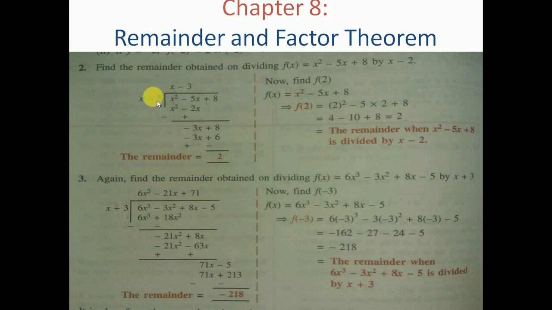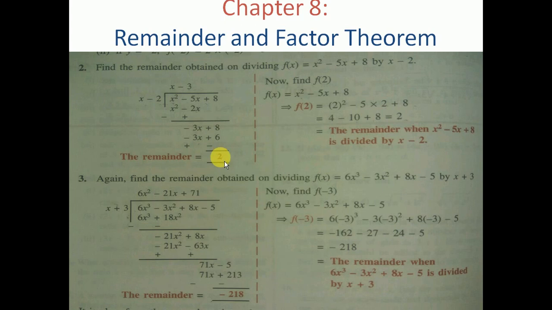Then we multiply. X into x is x square, x into minus 2 is minus 2x. Then change the sign, and it gets cancelled. Minus 5x plus 2x is minus 3x. Bring that 8 down. It becomes minus 3x plus 8. We have to cancel this minus 3x, so divide by x first. When you divide by x, minus 3 is left, that you write over here. Minus 3 into x is minus 3x. Minus into minus is plus 6. Now changing the sign, this gets cancelled. 8 minus 6 is 2.